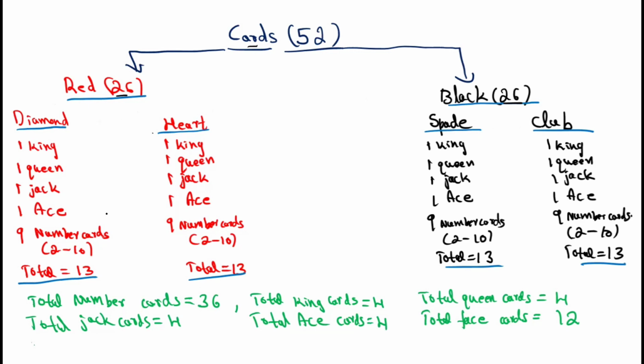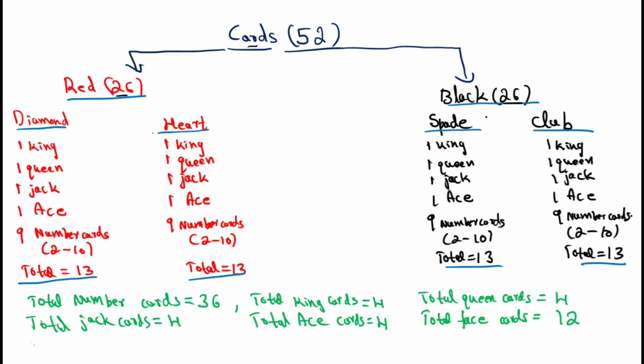In a diamond, one king is there, one queen, one jack, one ace, and the remaining 9 number cards. Number cards are numbered from 2 to 10. Remember, diamond has one king, one queen, one jack, one ace, and the remaining 9 number cards, so total 13. In heart also the same: one king, one queen, one jack, one ace, and 9 number cards, total equal to 13. See, 13 plus 13, red cards is equal to 26.